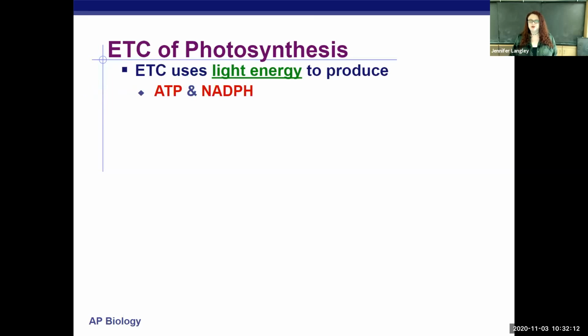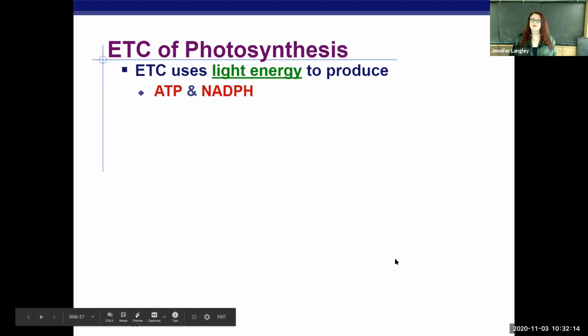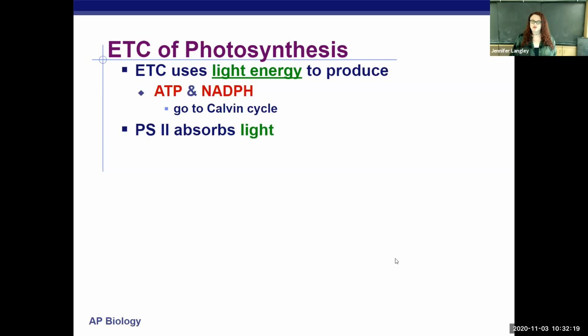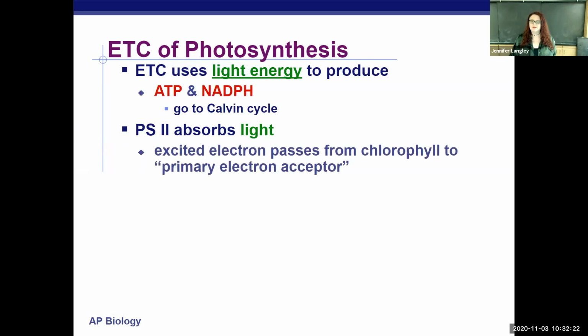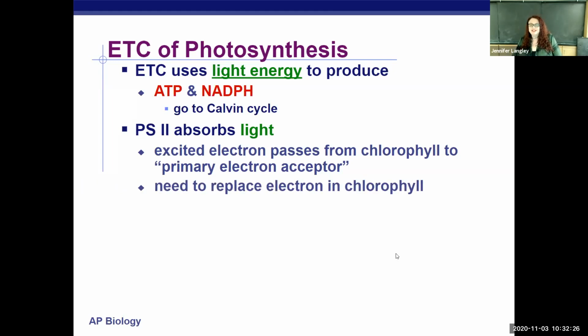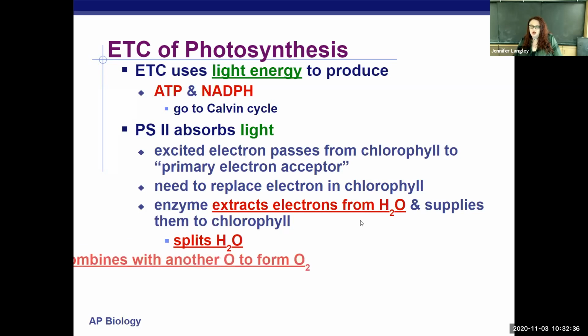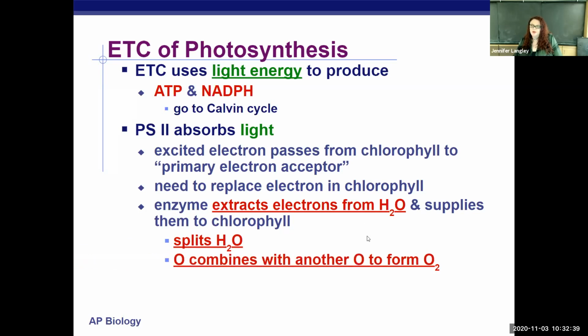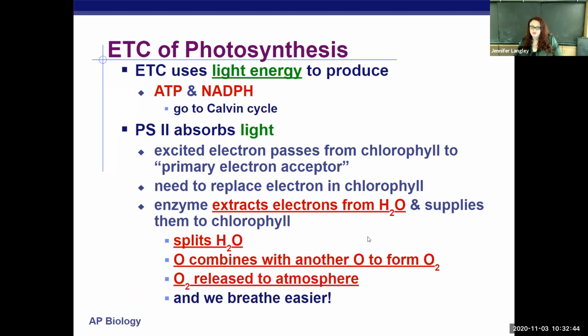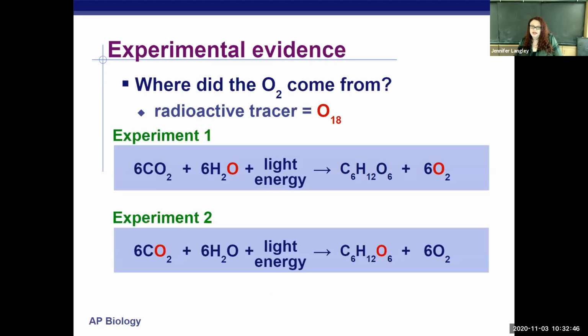So the electron transport chain of photosynthesis uses light energy to produce ATP and NADPH. Those both go to the Calvin cycle. Photosystem 2 absorbs light. Excited electrons pass from chlorophyll to the primary electron acceptor. You need to replace the electron in chlorophyll. The enzyme extracts the electrons from water and supplies them to the chlorophyll. It splits the water to do that, putting a couple of oxygens together and releasing them from the system. And this is what it looks like.